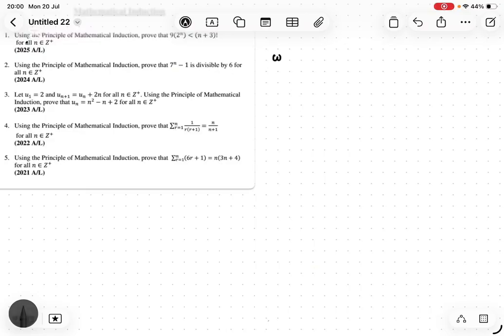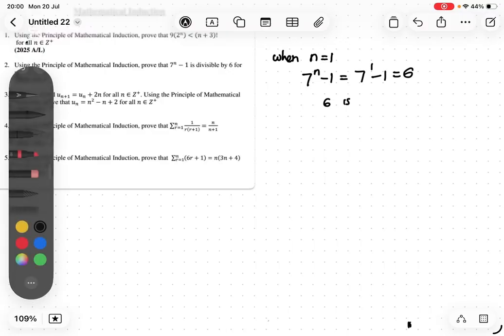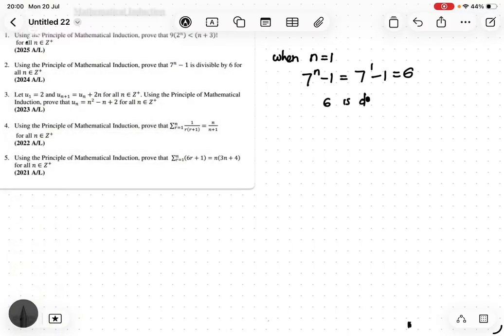So when n equals 1, what do we have? 7 to the power n minus 1 becomes 7 to the power 1 minus 1, which is equal to 6. So we know that this answer is divisible by 6. We can write that 6 is divisible by 6. Clear? When n equals 1, my answer is divisible by 6. Therefore, the result is true for n equals 1.